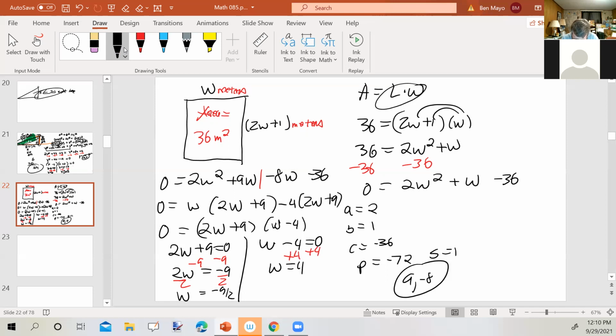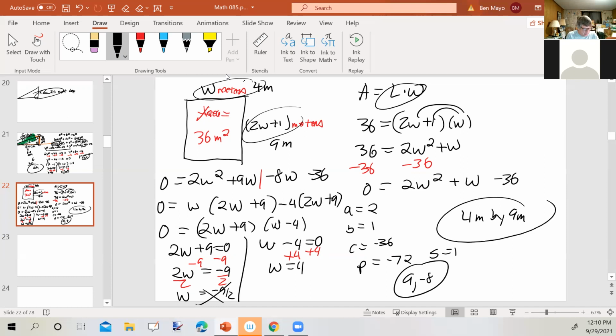So if W is negative 9 halves, we're going to have negative dimensions here and here. So it can't be that. If W is 4, then this would be 4 meters. And 2 times 4 is 8 plus 1 is 9 meters. So let's see, what did it say? Find the dimensions. It would be 4 meters by 9 meters. Okay. Any questions about that one?